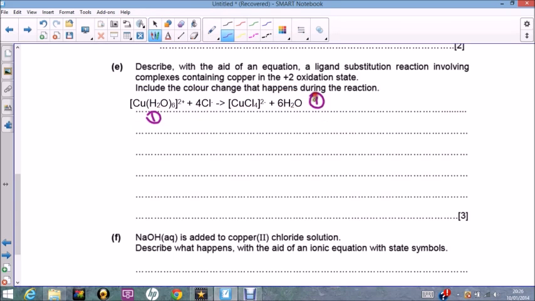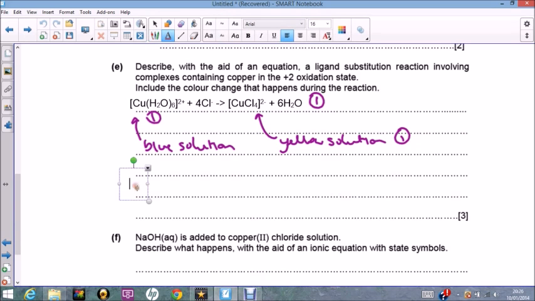So I'm going to get 1 mark for the equation, and then it says include the colour change that happens during the reaction. So this complex is blue solution, and this one is yellow. So I get 1 mark for the colour change. You could have given an alternative example, still using copper in that +2 oxidation state in the hexaaqua copper ion, but instead of chloride you could have used ammonia.